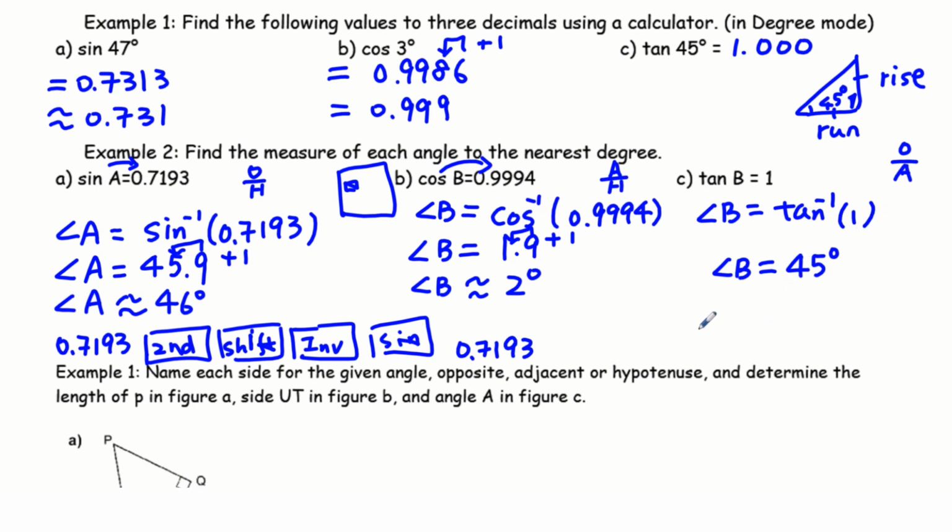So you could type in the second, or shift, or inverse tan. Then you put 1 at front or at back to see which one gives you 45. So these are 3 examples to test if you know how to use your calculator.